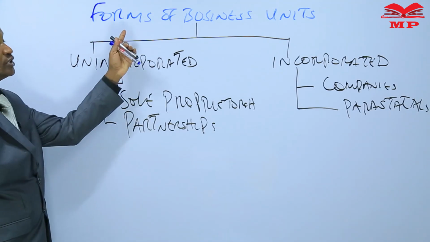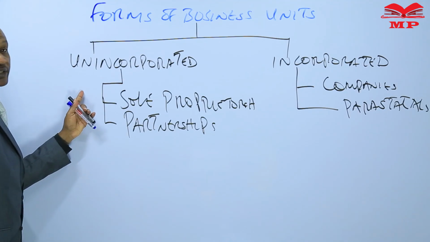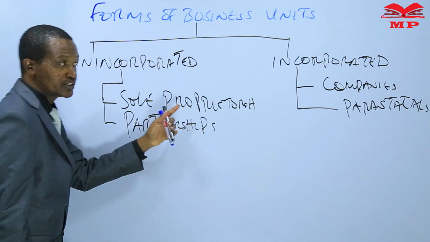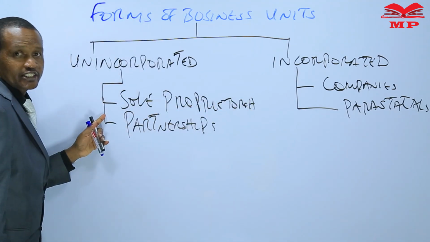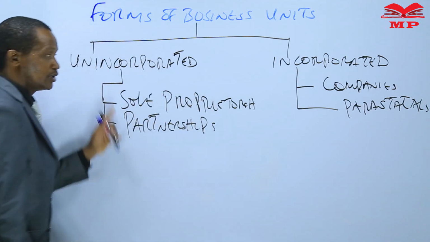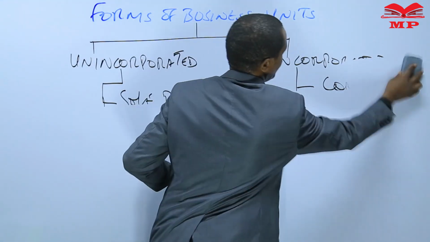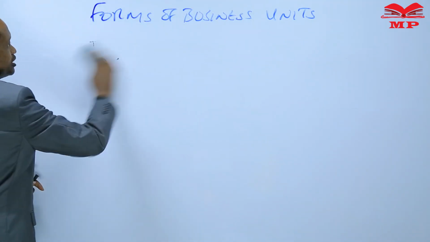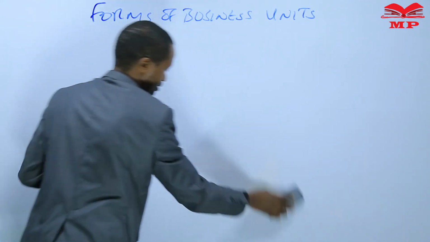Remember, the unit is forms of business units. Business units can be categorized into two: unincorporated business units and incorporated business units. We are tackling each category one by one. So far, we've done sole proprietorships. Today, we will start our discussion on partnerships. So we will define what a partnership is. Then we will look at how to manage partnerships.